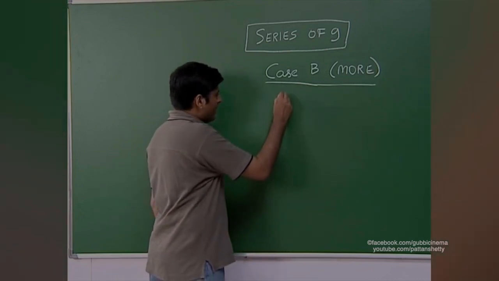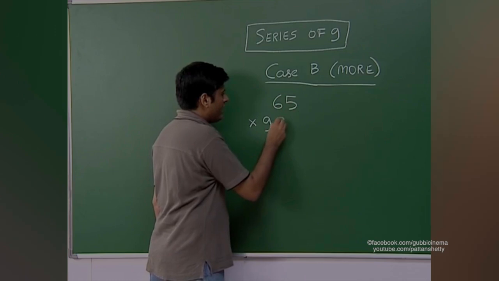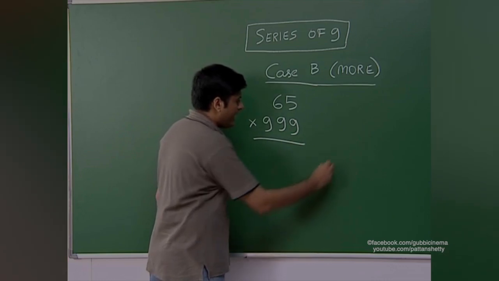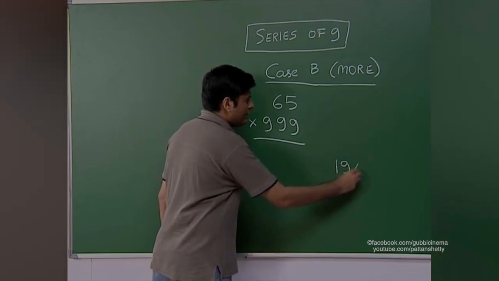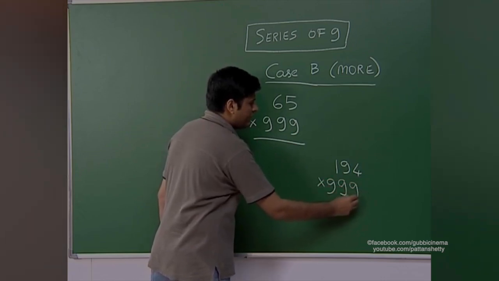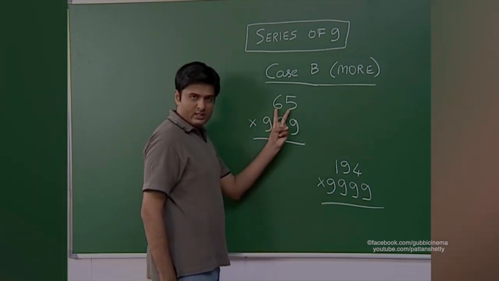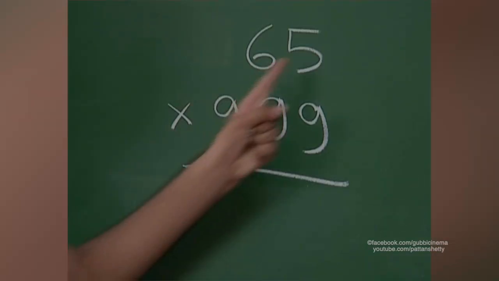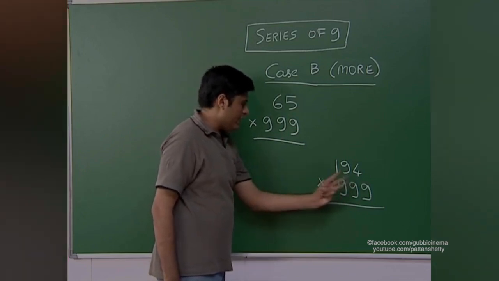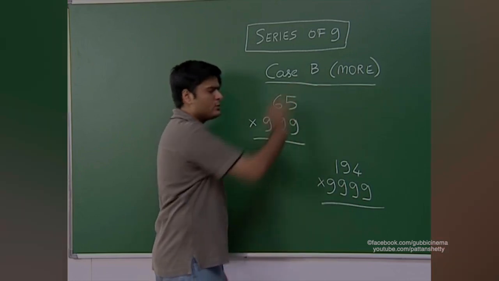Suppose I have to multiply, say, 65 by 999, or say I have to multiply 194 by 9999. So, 2 digits but 3 9s. Less numbers, more 9s. That means 9s are more. 3 digits, 4 9s. 9s are more. So, this will fall in case B.